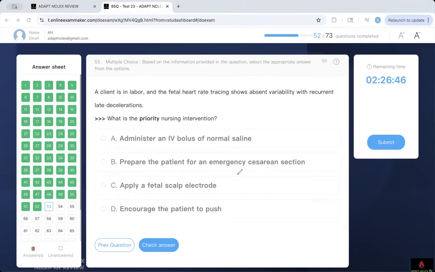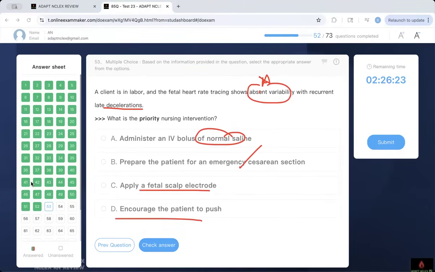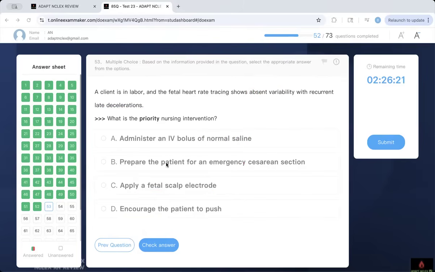Every question, you know how to approach it, you know how to eliminate the wrong answer and stick with the right answer. No variability, bad problem. Recurrent deceleration, also bad problem. That means you have two things. We have no time. We got to deliver the baby. There's no need to give them fluid. This is not necessary anymore. Mommy should not push. If there is no variability, baby is dying. Baby heart rate has to go up and down. That's variability.